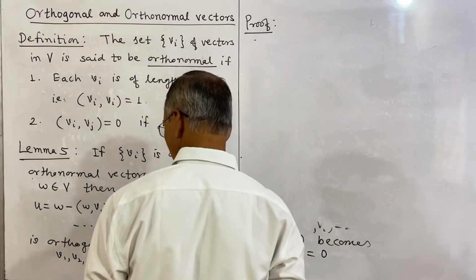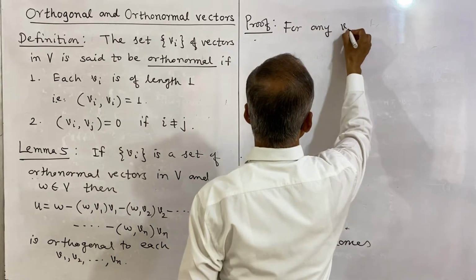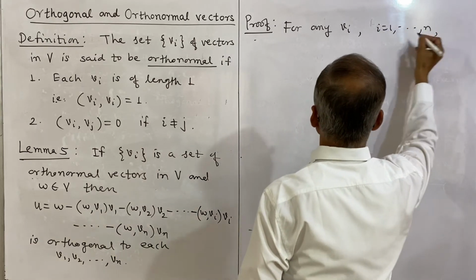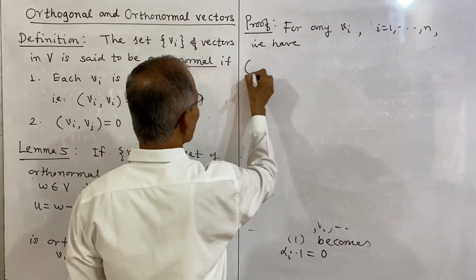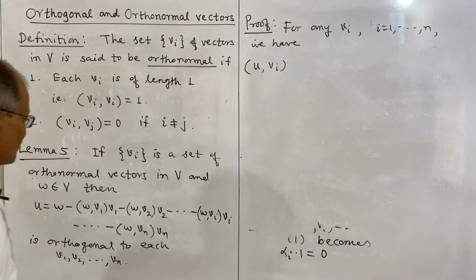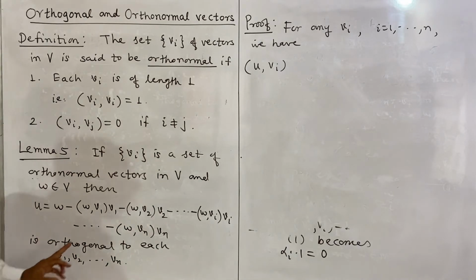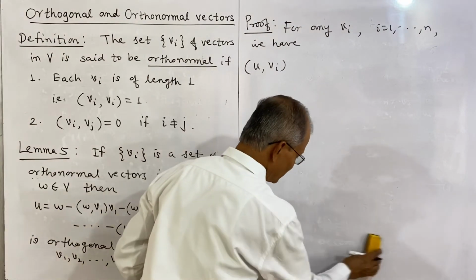Now for any vi, i taking value 1 to n, we have the inner product of u and vi. Now to show these are orthogonal, what do we have to show? We have to show u is orthogonal to any one vector, that means vi, and u will be orthogonal to vi if their inner product is 0. That we have to show, and it is easy to show.